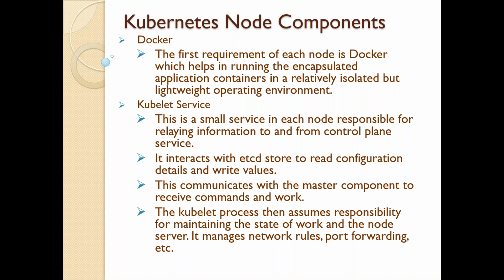So that's going to happen quickly. But anyway, still the Docker engine is used to run all your containers. Then there is a service called kubelet service. This has to run in each and every node, which is responsible for relaying information to and fro from the control plane service. So this guy will send information about the node, and he will receive everything. It all happens through this kubelet service.